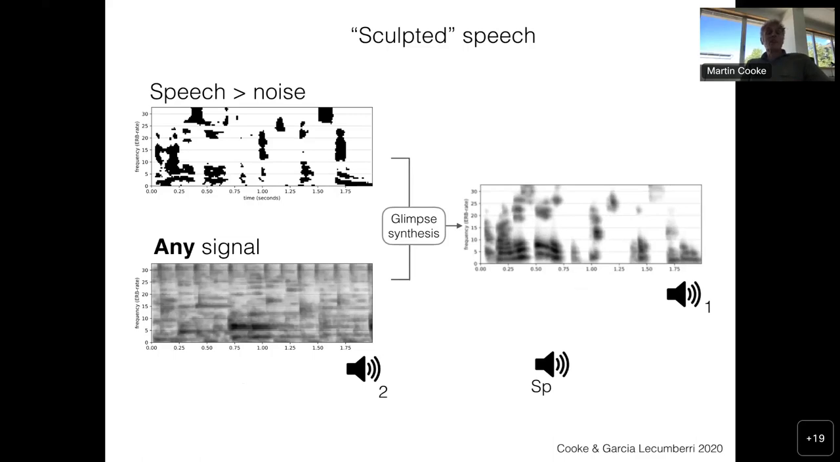And I'm not going to tell you what this signal is I'm putting through the mask. You can try and guess. But we simply use exactly the same mask as before, put any signal through it, and we end up with a signal which we call sculpted speech, because in a sense, the mask is sculpting the speech out of whatever this mystery signal is. So see if you can guess what the signal is in this case.